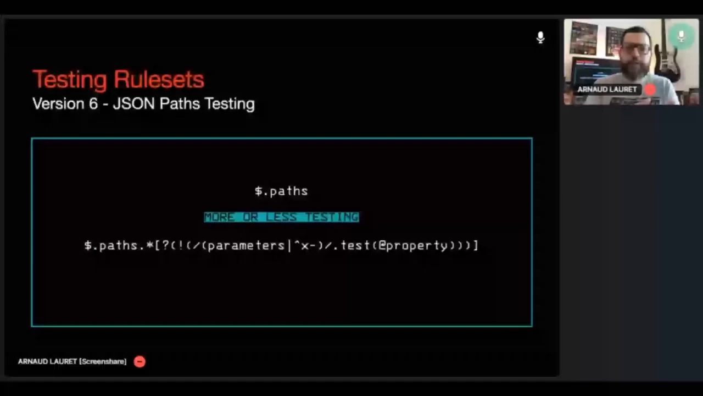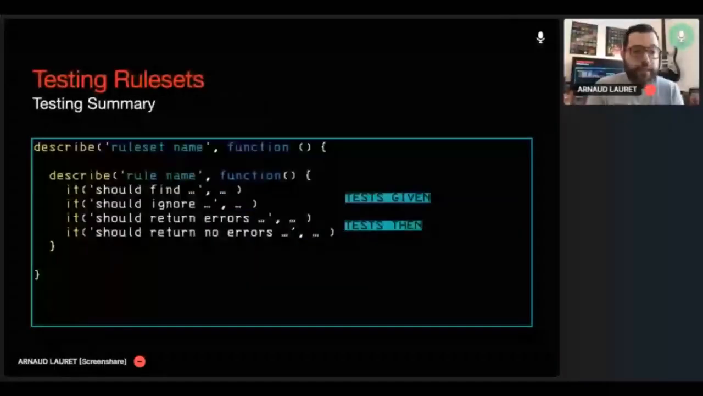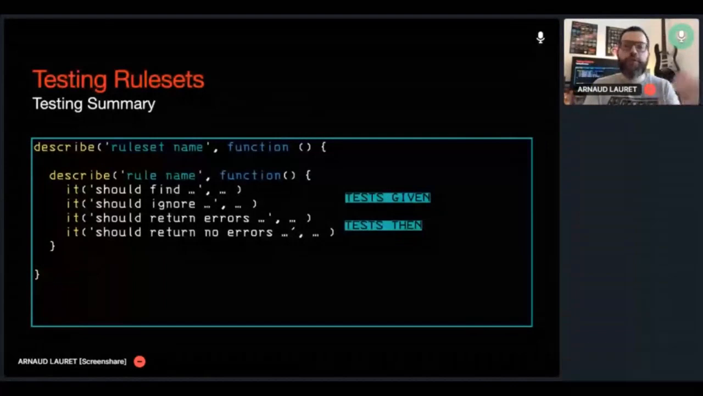After all these evolutions, writing tests for my rule sets became quite simple. The test suite name tells my Spectral wrapper which rule set to load. The sublevel test suite tells the Spectral wrapper which rule should be activated. And then for each test, I usually do four checks based on fragments of OpenAPI documents. I check that the JSON path actually finds what I need. I check that the JSON path actually ignores what I want to be ignored. And I check that the rule returns errors when I need them. And I check that the rule returns no error when I don't need them. And the final check consists in verifying that all rules have been tested.